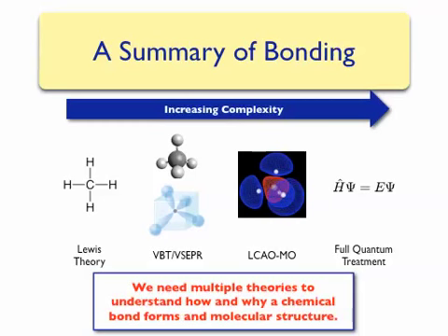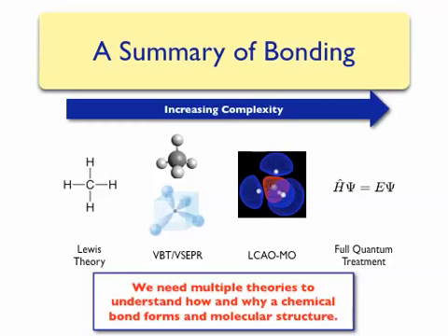So why have multiple theories? What's the right answer? The right answer is that we need multiple theories to understand how and why a chemical bond forms and the structure of a molecule. Perhaps in your chemical career, you will spend time between valence bond theory, VSEPR, and molecular orbital theory.